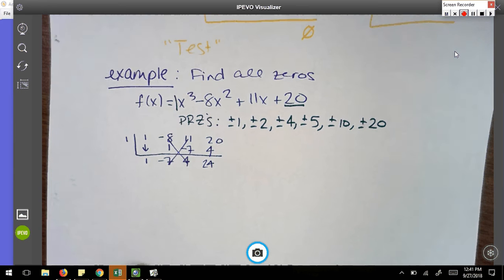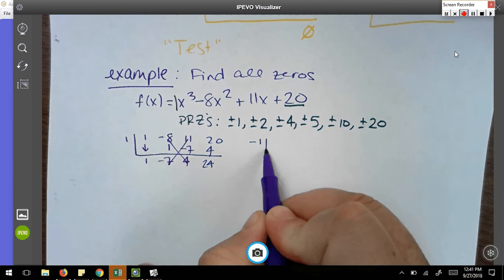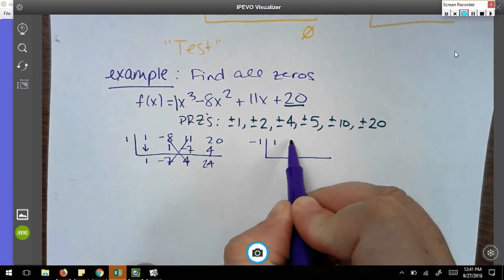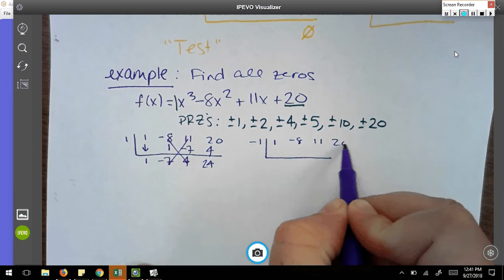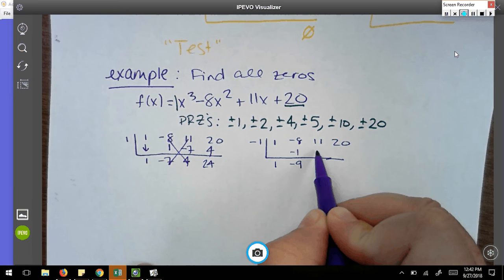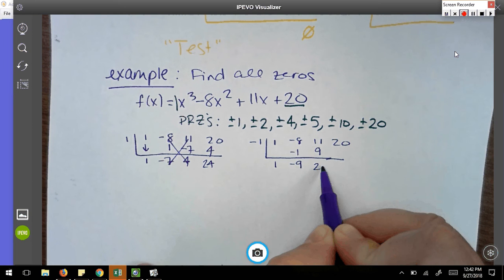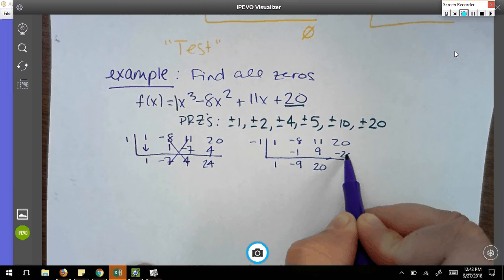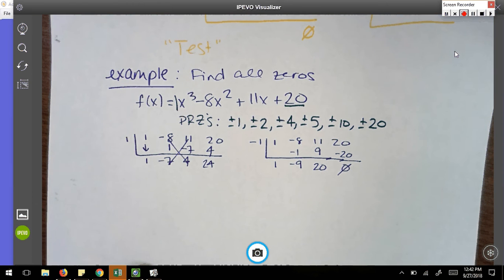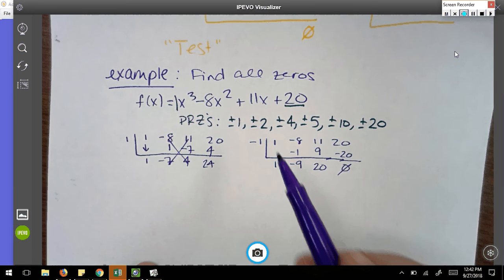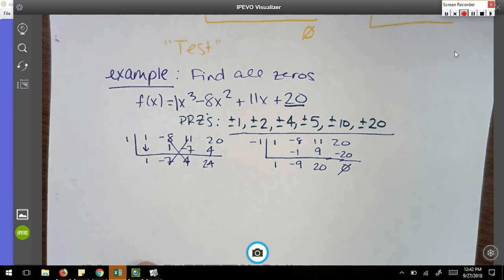So let's try negative 1. 1, negative 8, 11, and 20. 1, negative 1, negative 9, 9, 20, negative 20. 0. I found one. Do you see how I found the right one? We're going down the list. I'm going down this list of numbers in green right here, and I'm continually dividing until I hit the one that has no remainder. So we do the positive, then the negative. We just keep going.